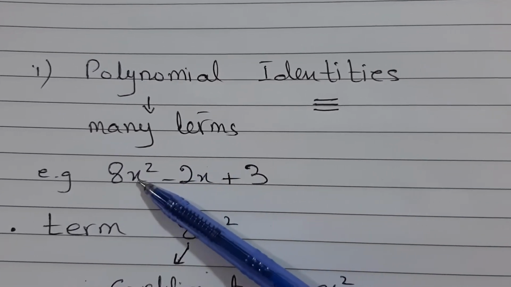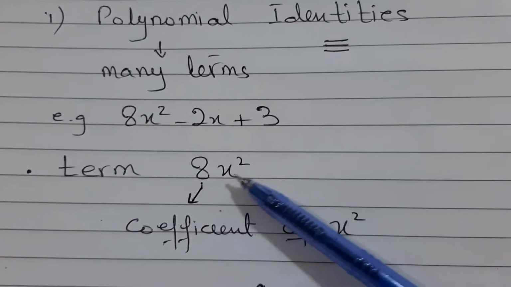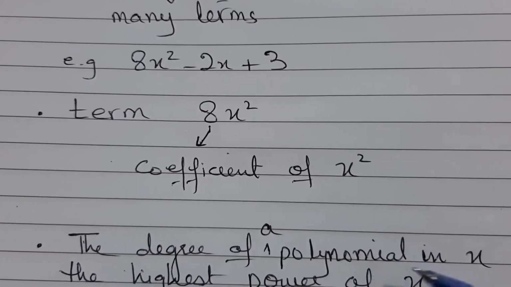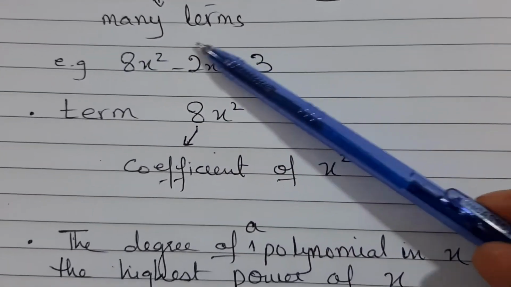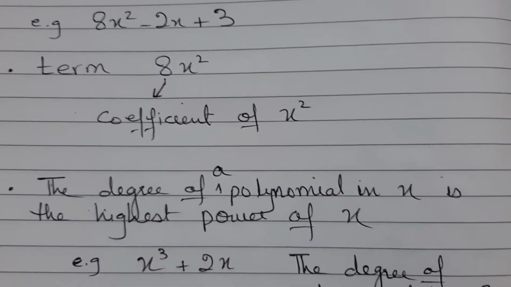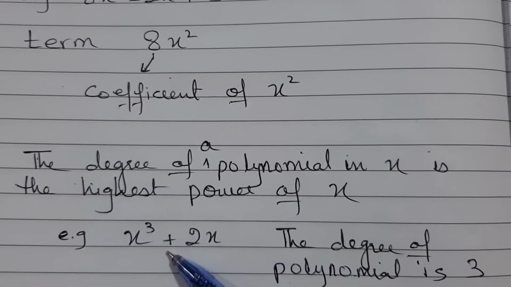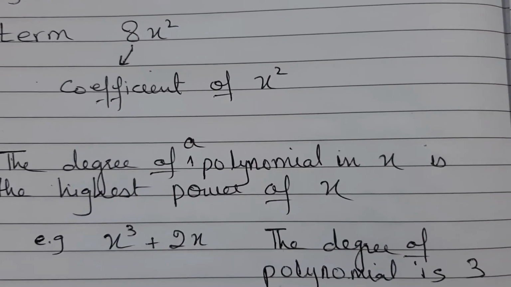Okay, so now let's pick up this term, 8x square. This is called coefficient, so coefficient of x square. And the degree of a polynomial in x is the highest power in it. So for example, the highest power of x is 2 here, so I can say the degree of the polynomial is 2. And in this case, if I see this example, I can say the degree of the polynomial is 3. This is just for information.